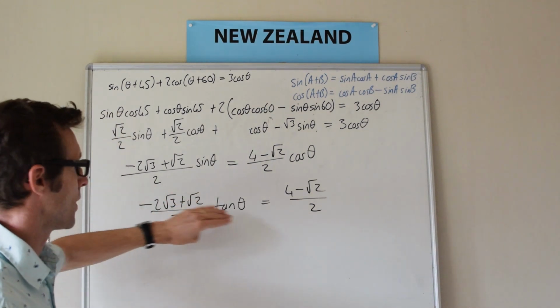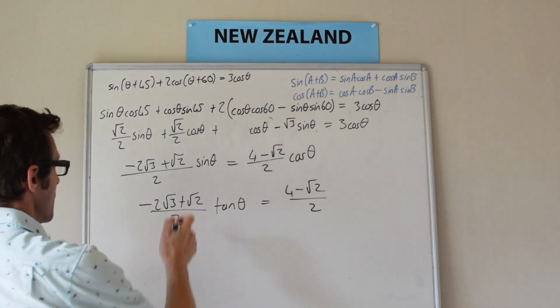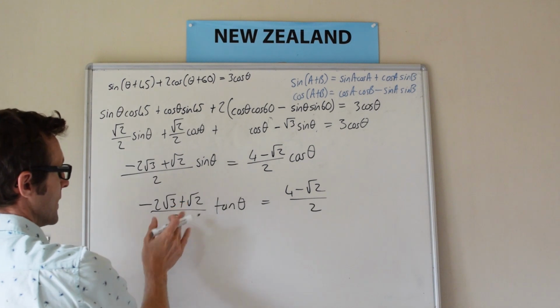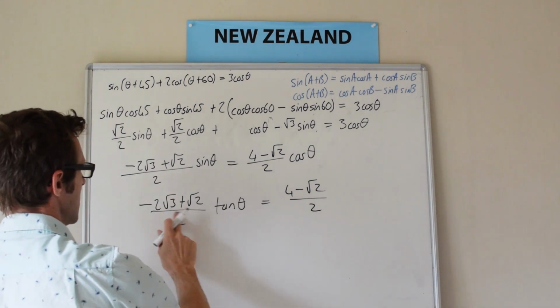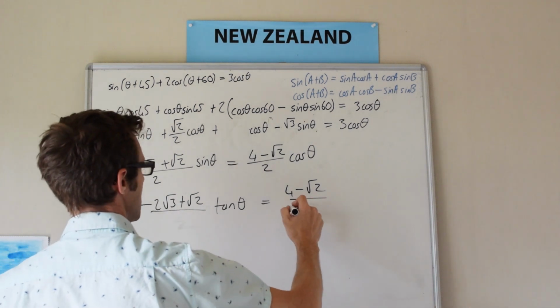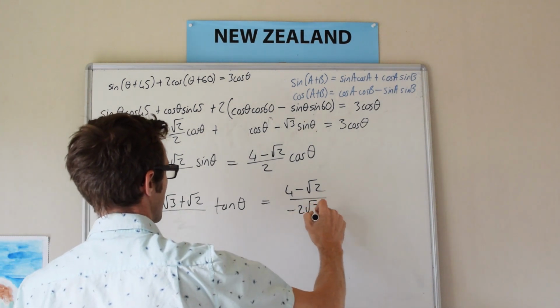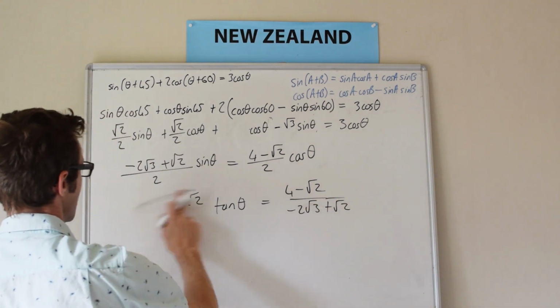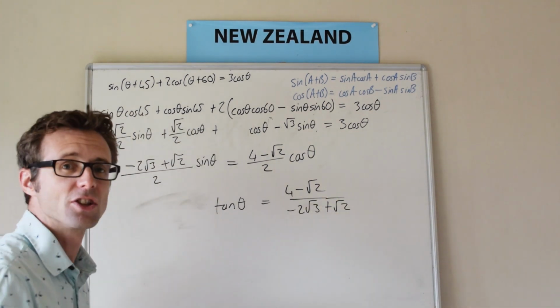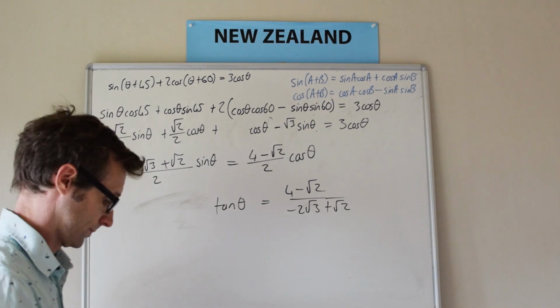Now I want to get rid of this, so I've got tan theta on its own, and I'm going to go this divided by this. But since we've got the same denominator in both cases, that will cancel out, and you'll end up with minus 2 square root 3 plus square root 2. And that is our answer to the first part of the question.